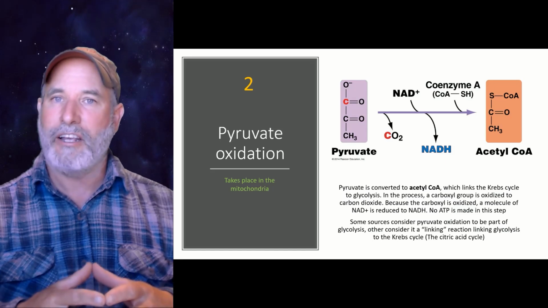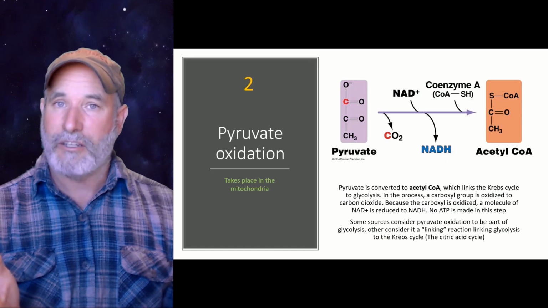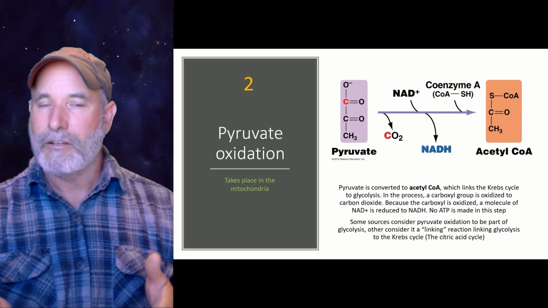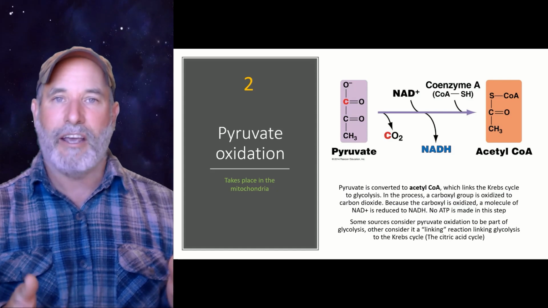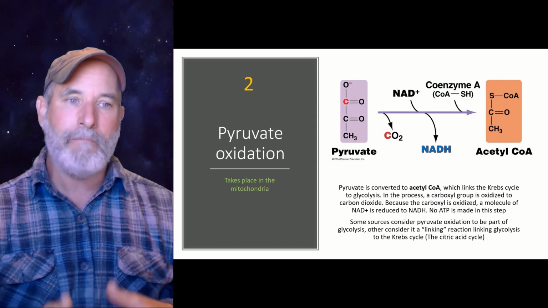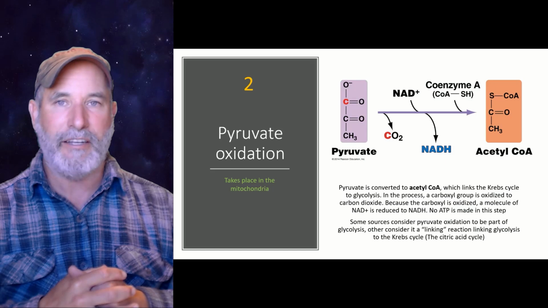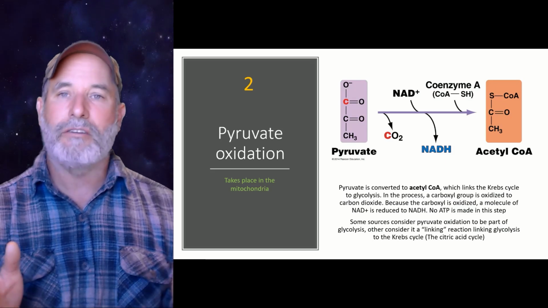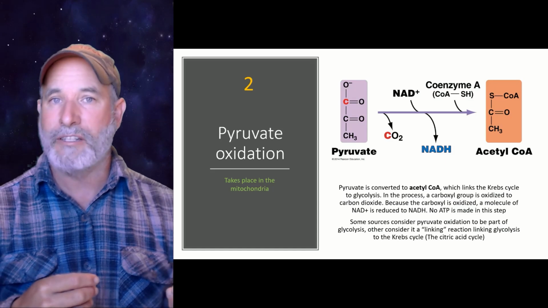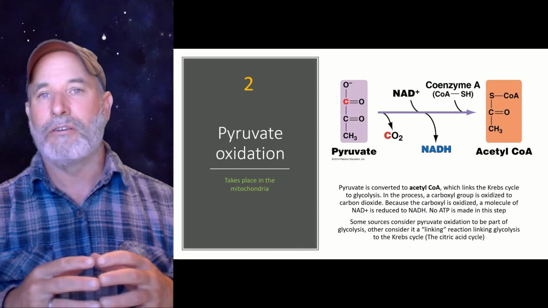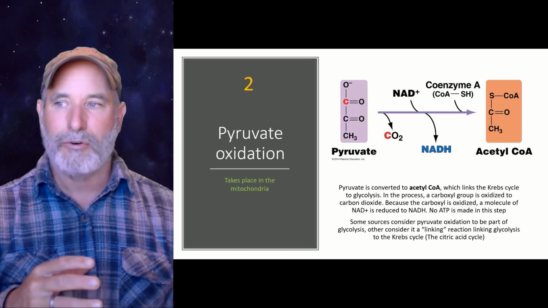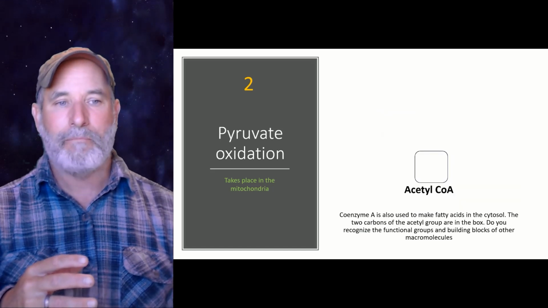So pyruvate oxidation, well, we're oxidizing our pyruvate molecules. Redox reactions. Something gets reduced, something gets oxidized. In this case, our electron carrier, NAD, is going to get reduced to NADH. And then we've got a 2-carbon compound, acetyl, and it will be attached to a coenzyme A and form acetyl coenzyme A. And coenzyme A is a pretty cool molecule, right?